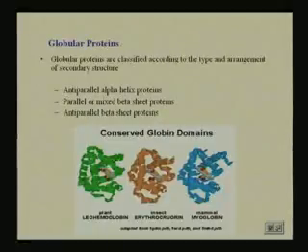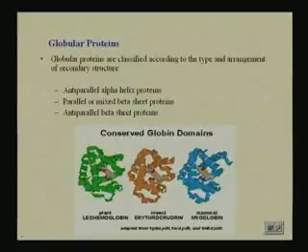Okay. In consideration of globular proteins, usually they are classified according to the type and the arrangement of the secondary structure. So what you find is you will probably see antiparallel alpha helix proteins that consist of only alpha helices. You might find beta sheet proteins. You might find alpha plus beta or alpha by beta. There are different types of nomenclatures depending on how the protein actually looks.